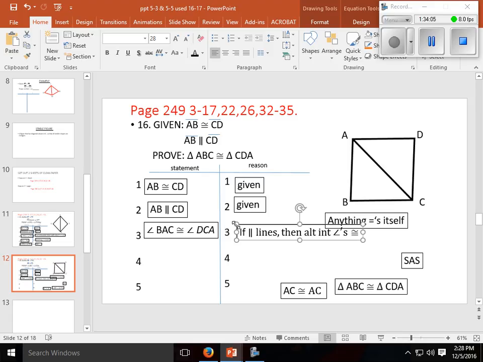Parallel lines. Then what do we know about the alternate interior angles? They're congruent.